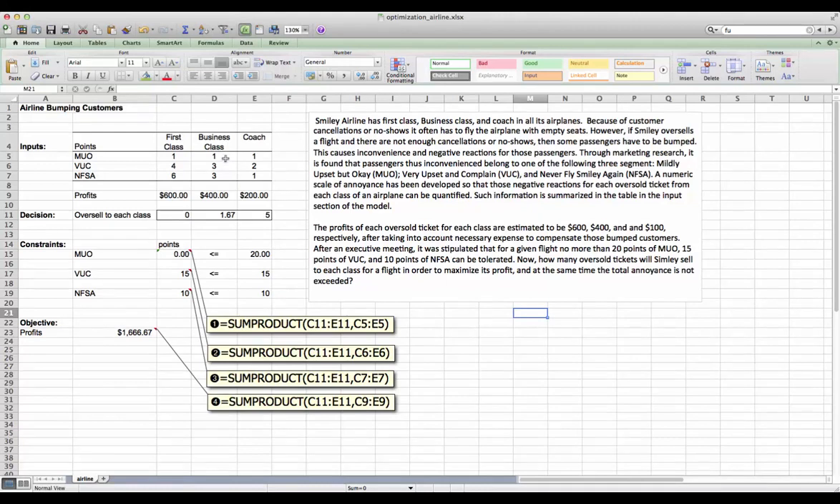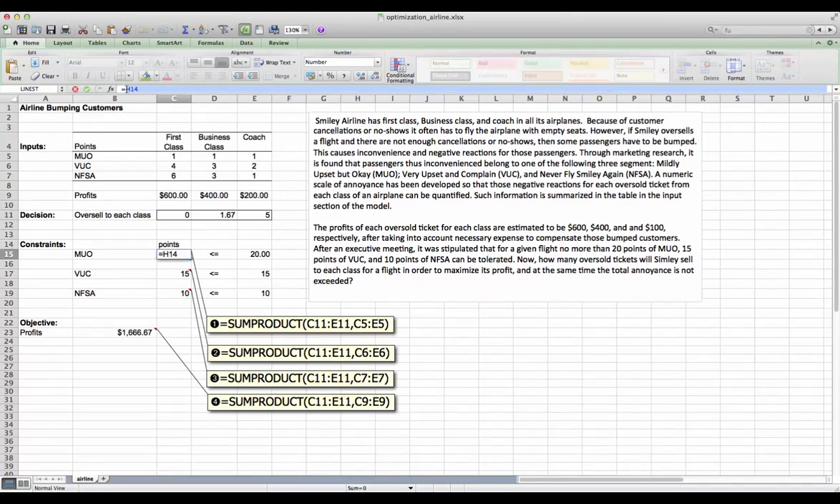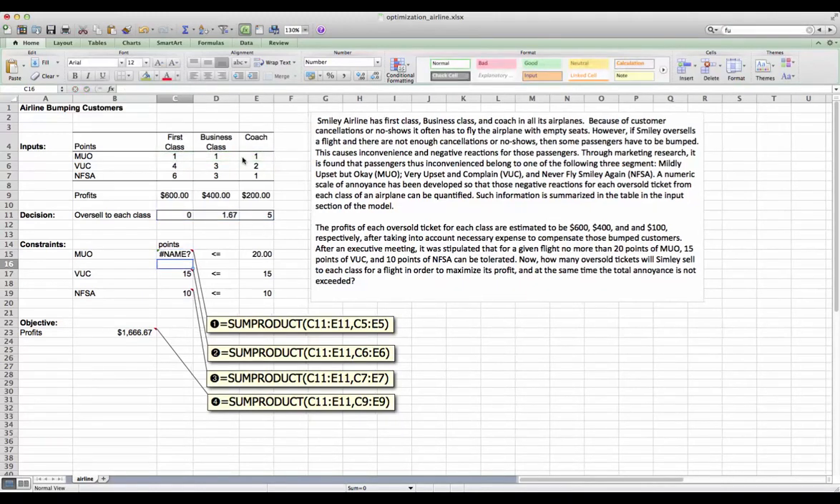Now, having set up the inputs this way, it is very natural to make the decision into row 11, meaning the decision would be how many to oversell in each class. And in terms of the constraints, it would just be a sum product of the decisions and the points for each class. Here we need to change it to be a sum product of the decision, which is in row 11, for the mildly upset customers. Okay. Oops, it is complaint, because I misspelled.